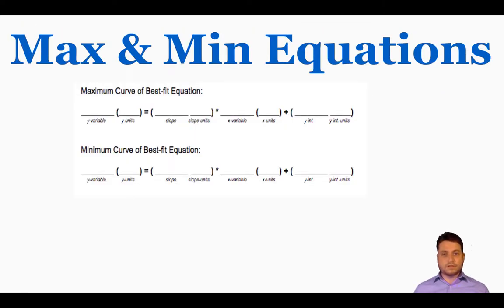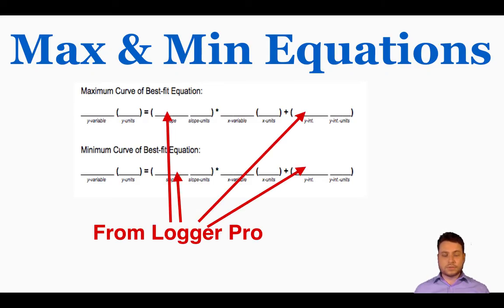So the first step in taking the average of two lines is to write the equation for both lines. There's a space on your lab report that looks like this. This is where you're going to physically copy down the equation for each line. And to get the equation for each line, you're going to need to use LoggerPro. These four spaces specifically are where you're going to fill in the information that you get from LoggerPro.